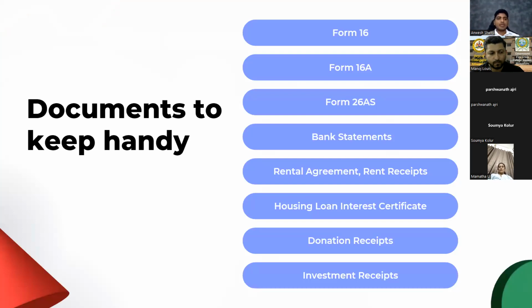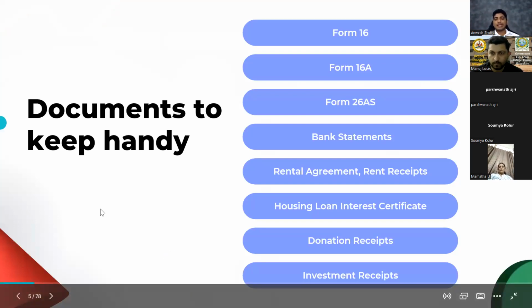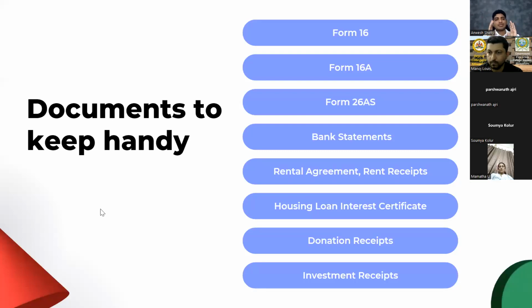Now, before you get started in filing your ITR, you need to have certain documents handy. One is Form 16 that your employer will give you. Form 16A, your banks or other persons who have deducted TDS will give you. Form 26AS. Now, I'll show you how to access this Form 26AS. 26AS is that one form which shows the summary of the TDS that has been deducted on you. You also need to have all the bank statements that you have, a copy or the soft copy of it.